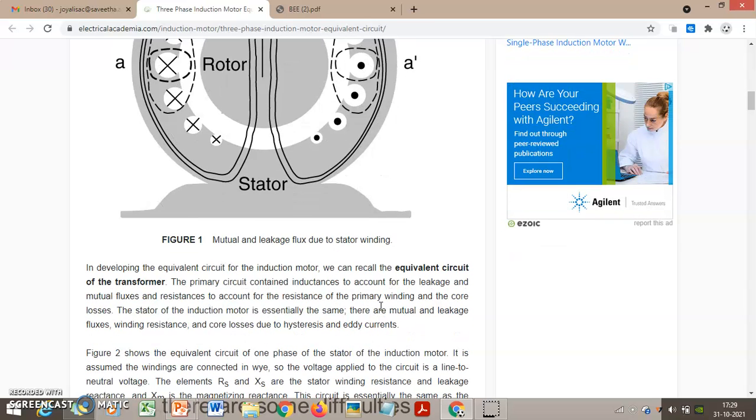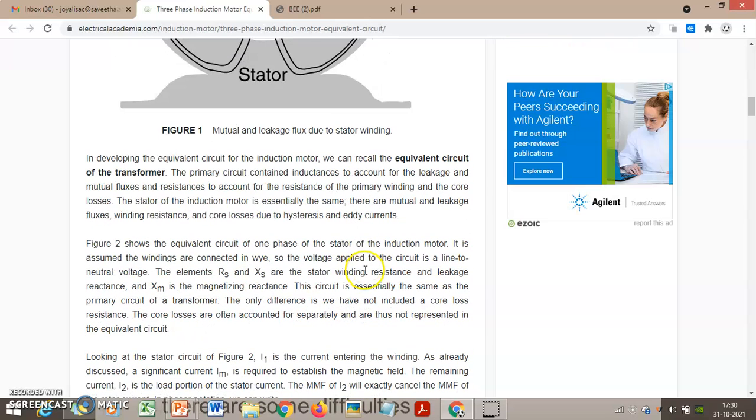I am just comparing the transformer and the three-phase induction motor because then we will understand, as we have already seen the transformer circuits. So in developing the equivalent circuit of the induction motor, we can recall the equivalent circuit of the transformer. In the primary winding there are three elements. One is Rs, the stator winding resistance. Xs is the leakage reactance, which can be taken as the stator reactance. And Xm is the magnetizing reactance. These three components are there in the primary side or the stator side.